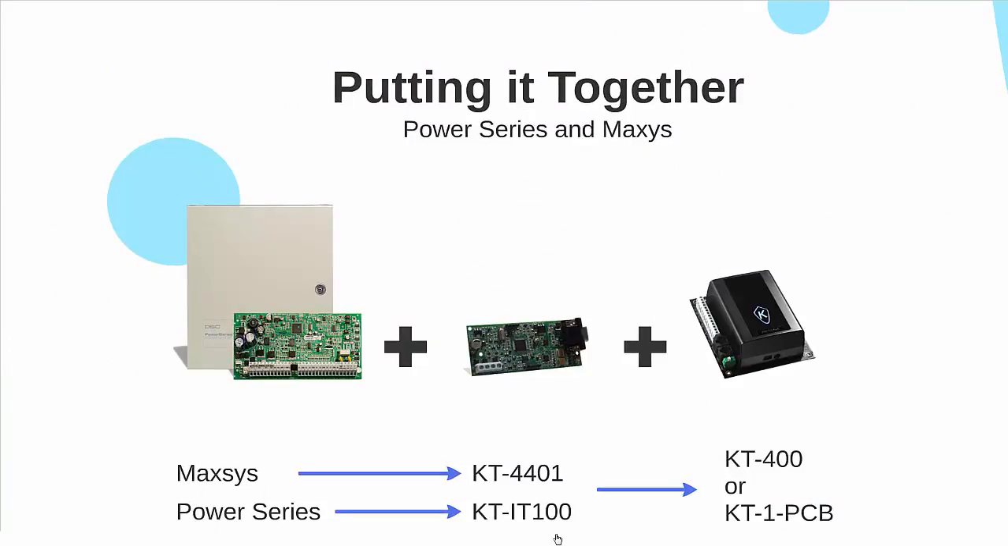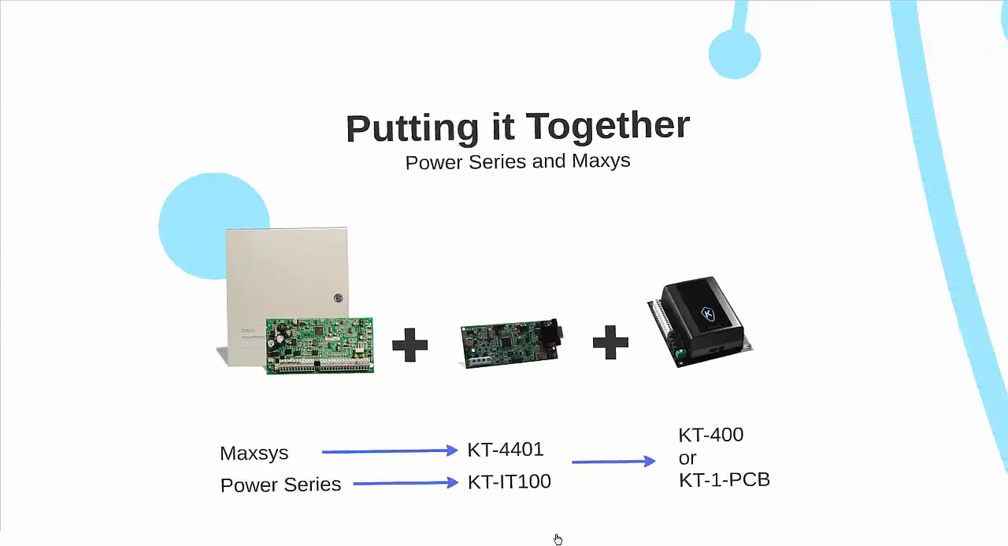If you are doing it with Power Series and Maxsys, the Maxsys requires a KT4401, so an additional module, and that'll go from the COM bus of the Maxsys to the 4401, and from there to the RS-232 port on our KT400 or KT1 PCB. And on Power Series, we're going to go into the KT-IT100, and from the KT-IT100 to the KT1 PCB or KT400 RS-232 port. Okay, so with Neo, the communicator, order the part that ends in R, and then if you're going Maxsys or Power Series, order the appropriate integration module.